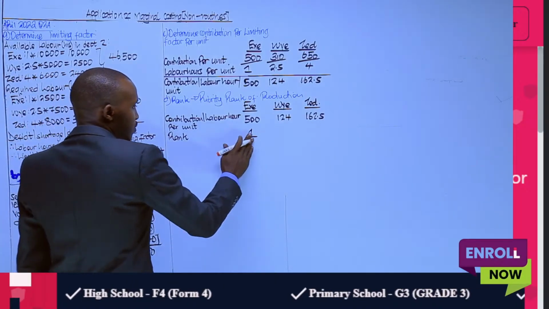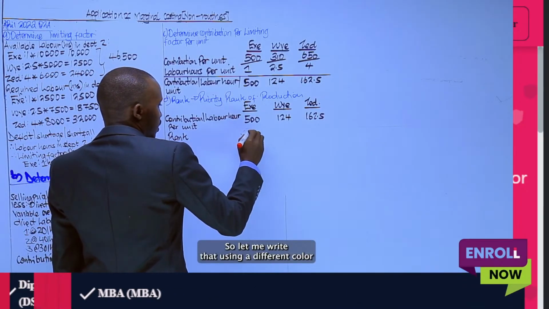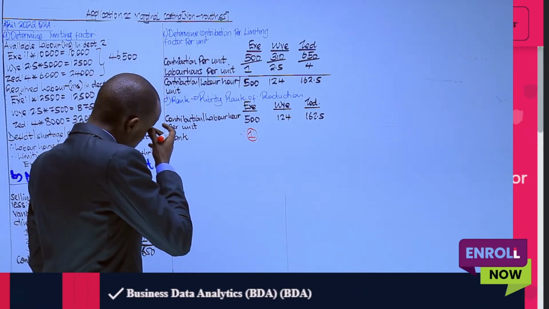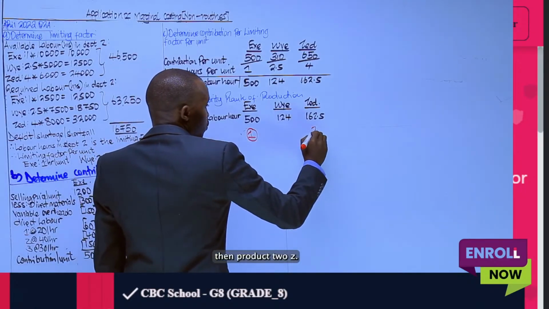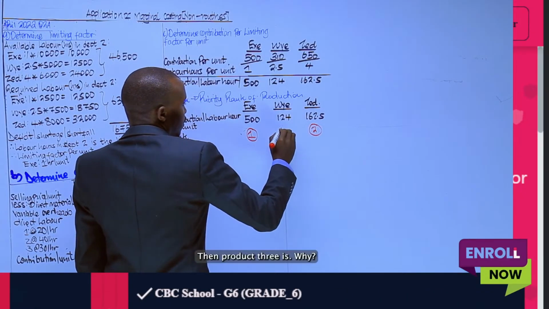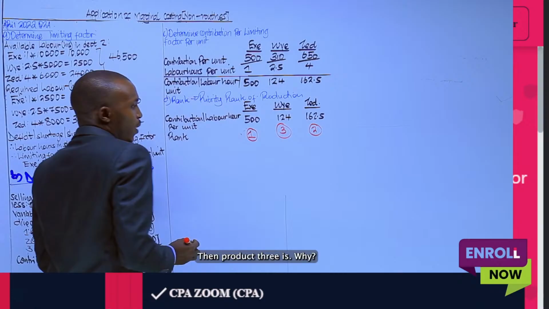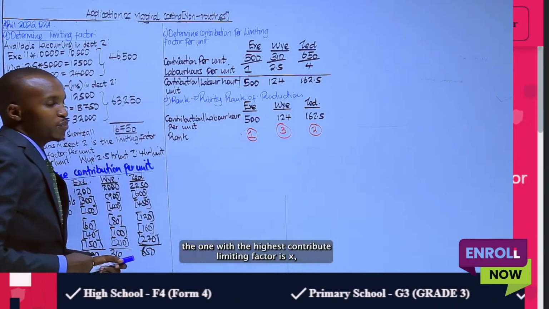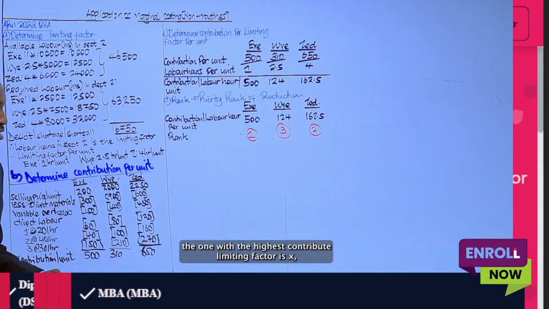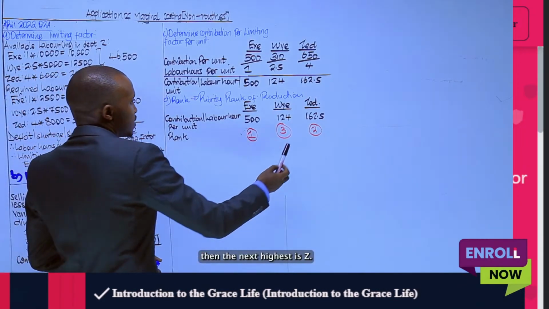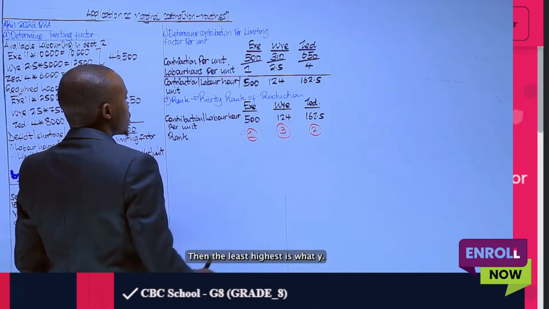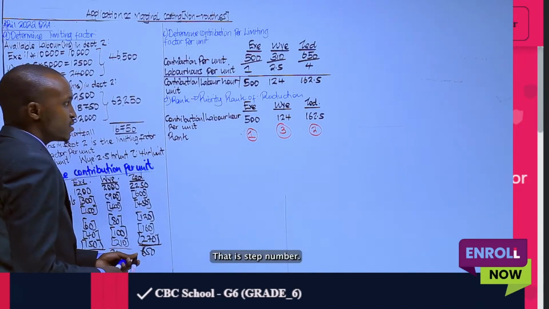X. Let me write that using a different color pen. Product 1. Then product 2 is Z. Then product 3 is Y. Because the one with the highest contribution per limiting factor is X. Then the next highest is Z. Then the least highest is what? Y. That is step number 4.